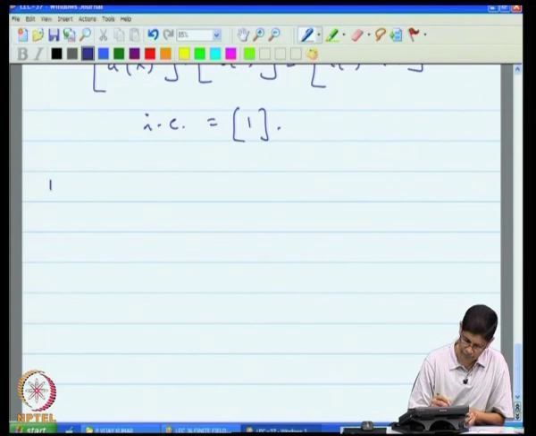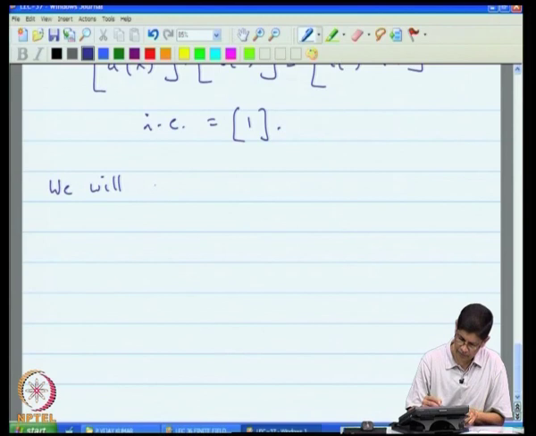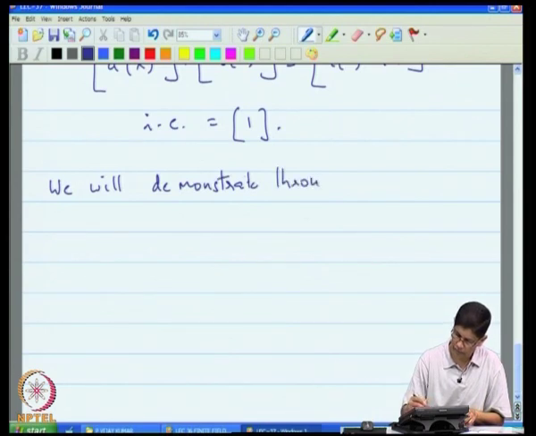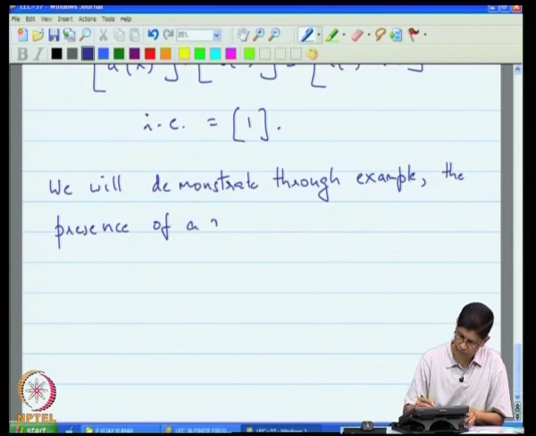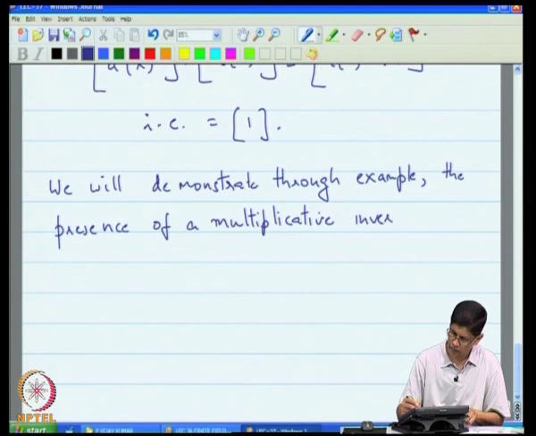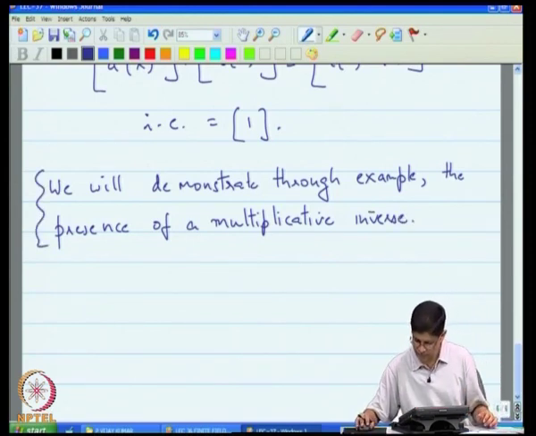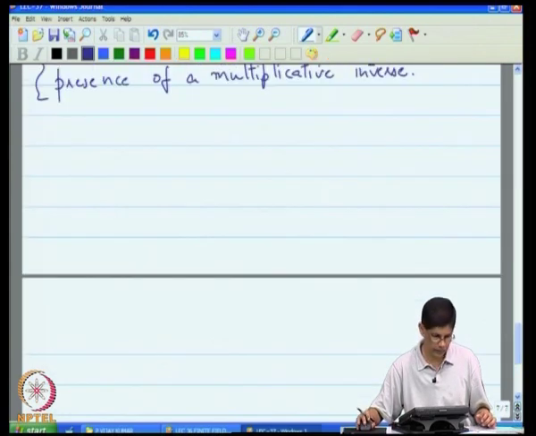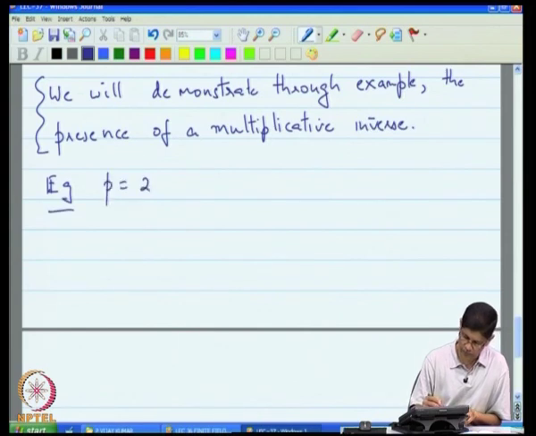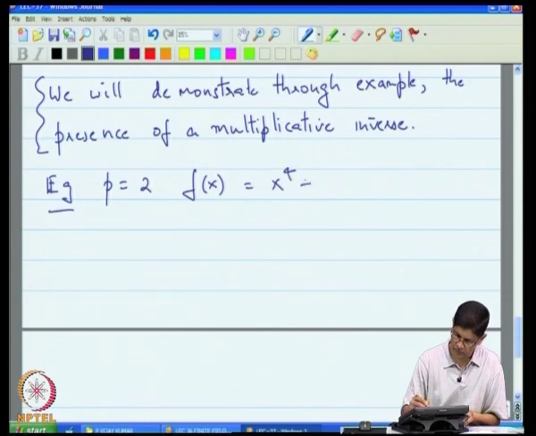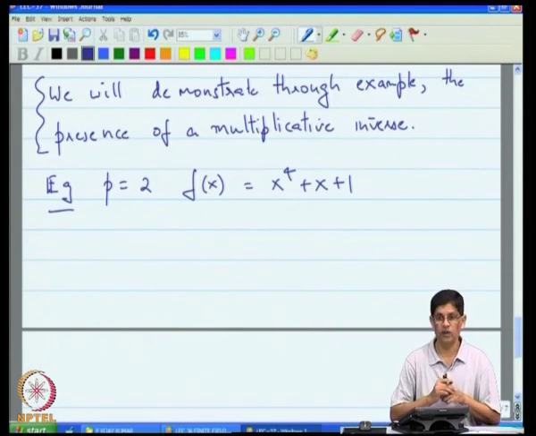Step 2: we will demonstrate through an example the presence of a multiplicative inverse. So, in this example, let us take p equal to 2 and let us define f of x to be x^4 plus x plus 1. This was one of the polynomials that was on our list of irreducible polynomials.